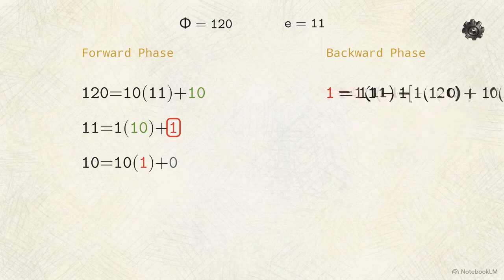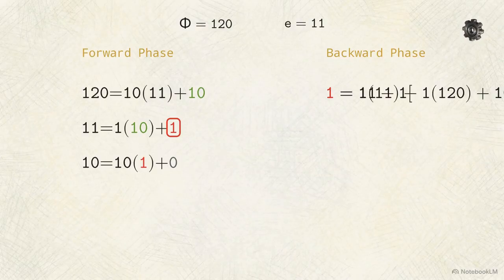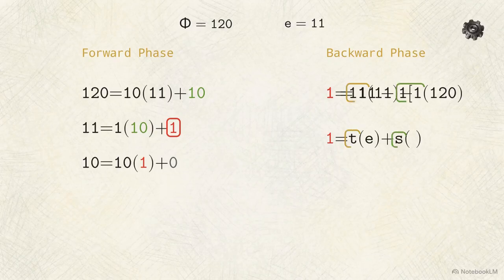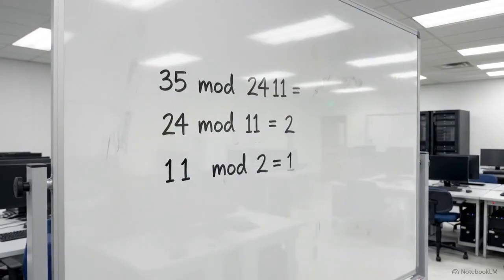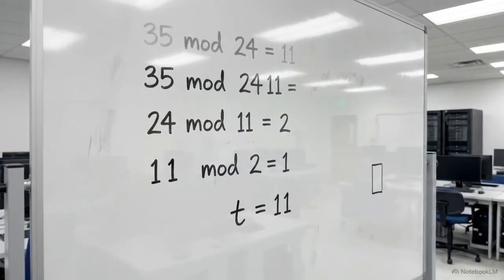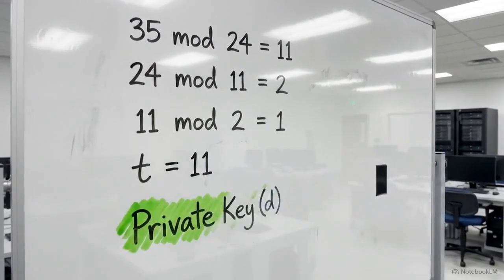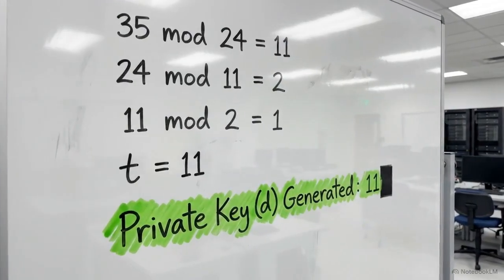We substitute the earlier remainder expression back into the equation, carefully maintaining the multiples of 120 and 11. Resolving the algebra reveals our coefficients, s equals -1 and t equals 11. The coefficient t provides our private key, d, demonstrating how modular arithmetic satisfies the requirements for asymmetric security.